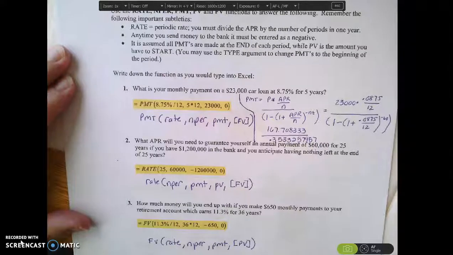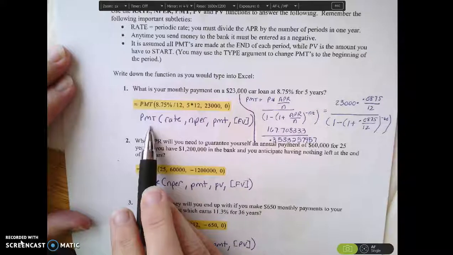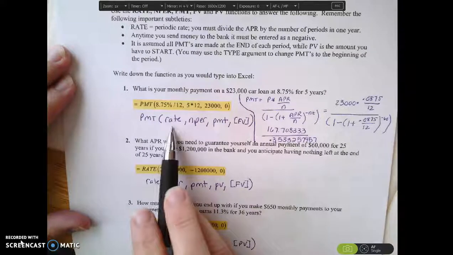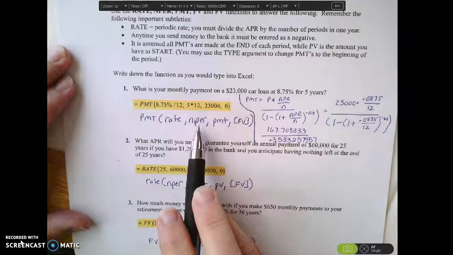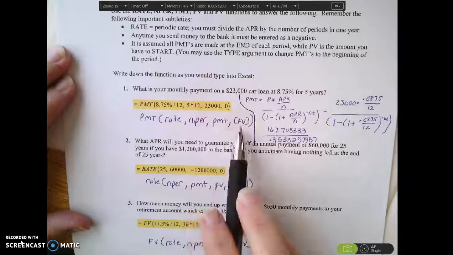So in terms of the Excel formula, there's a formula called PMT, which is payment. The first thing in the formula is your rate. The second thing is the number of periods. The third thing is the payment. And the last thing is the future value. Now, the future value, because it's in brackets, means that it is an optional value.